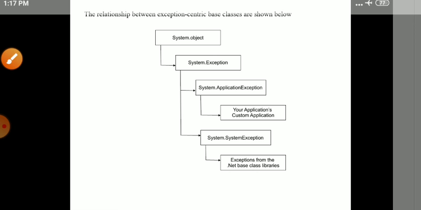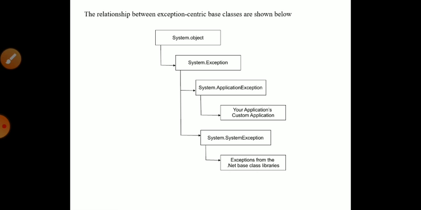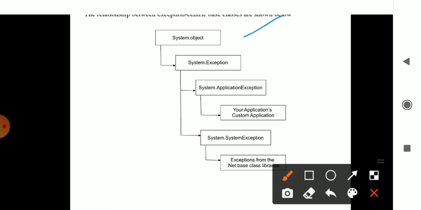Okay, this is the relationship of how it is present in the base class. You can check how the exceptions are generated in the base class. Here you have System.Object, then System.Exception, then System.ApplicationException, which is generated by custom applications, whereas System.SystemException is raised from the .NET base class library. Okay, this is the concept of the base class exceptions. Either it may be a system exception or an application exception, though they both belong to the main class, that is the System.Object class.